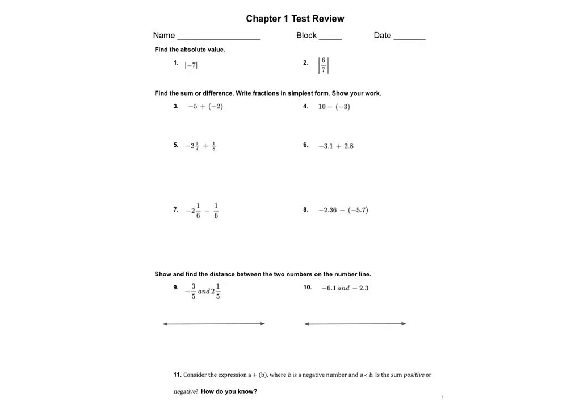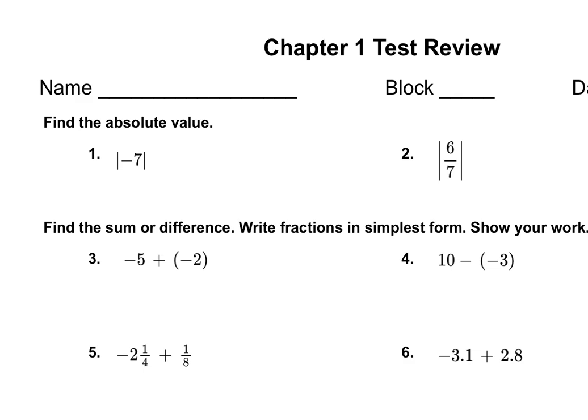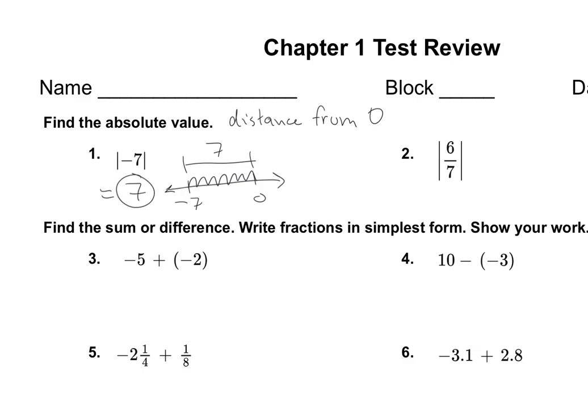Right, here's our chapter one test review. First off, we're going to start with finding the absolute value. Remember, the absolute value is just the distance a number is away from zero. Okay, so if we think about it on the number line, here's zero, here's -7. How far away is -7 from zero? Well, it would be 7 units away, meaning the absolute value of -7 is +7.